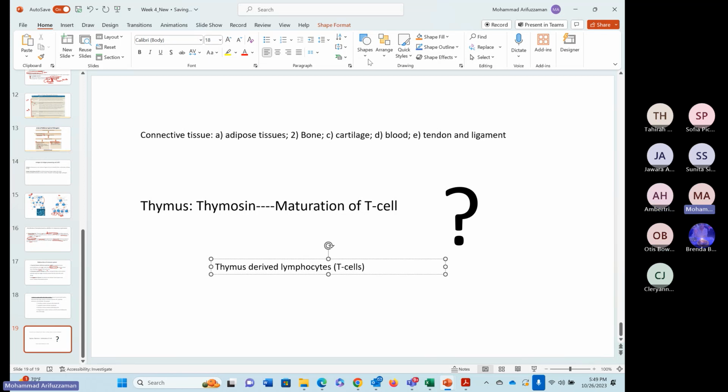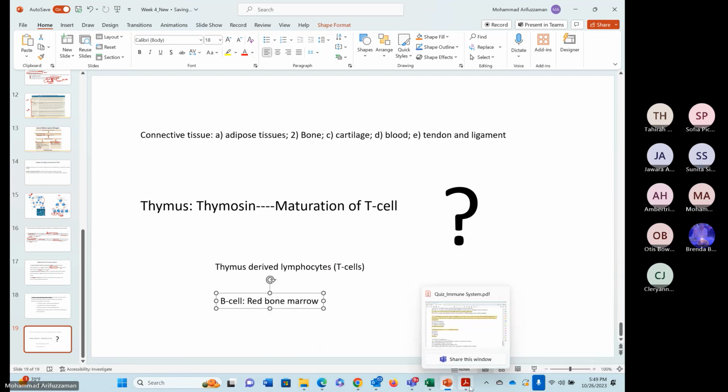So what about B cells? Where does B cell maturation take place? Red bone marrow. Yes, correct. B cell maturation takes place within the red bone marrow. So B cells, bone marrow; T cells, thymus. Okay, good.